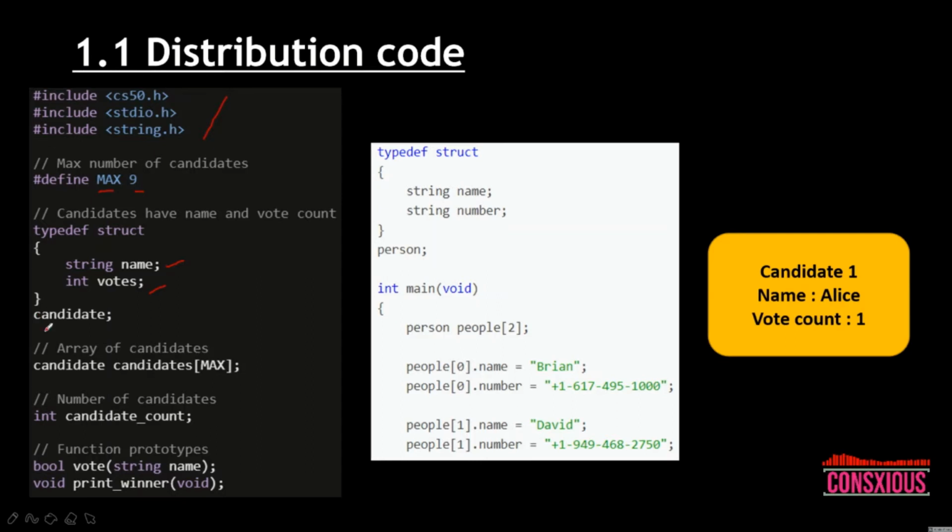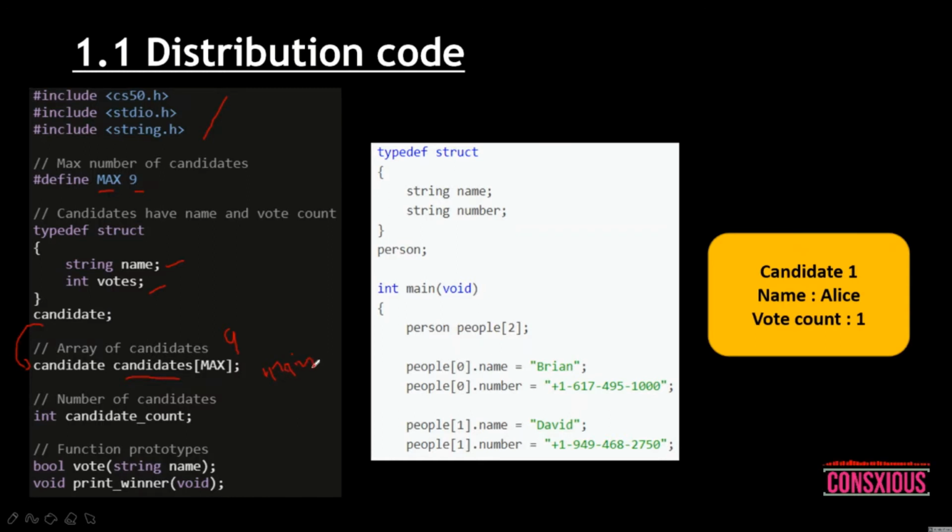You can see here the candidate is like a new data type, like a string or integer. So we declare another variable called candidates. This is like an array, that's why you can see there's a MAX here. Since we know MAX is 9, the array size is 9. Here we also declare the number of candidates, an integer candidate_count. You can see these variables are outside of the main function.